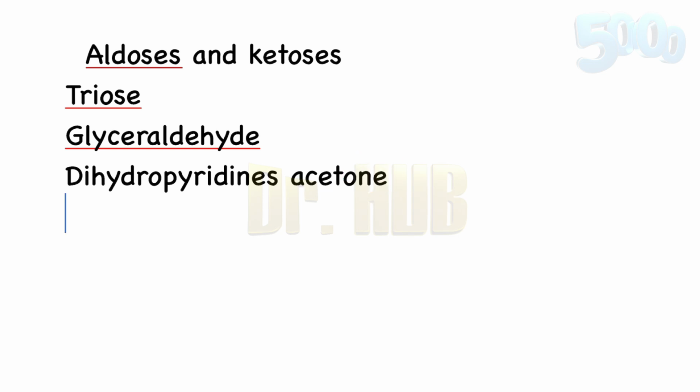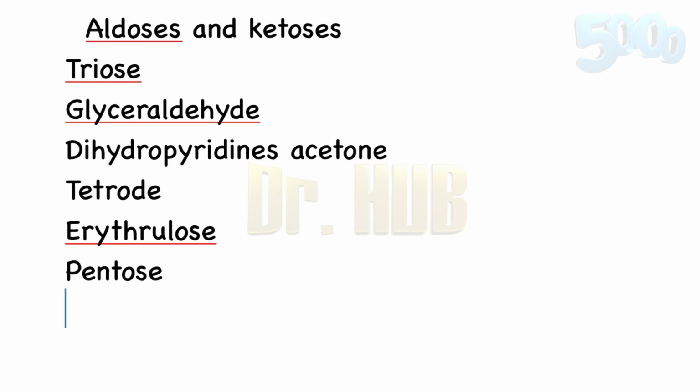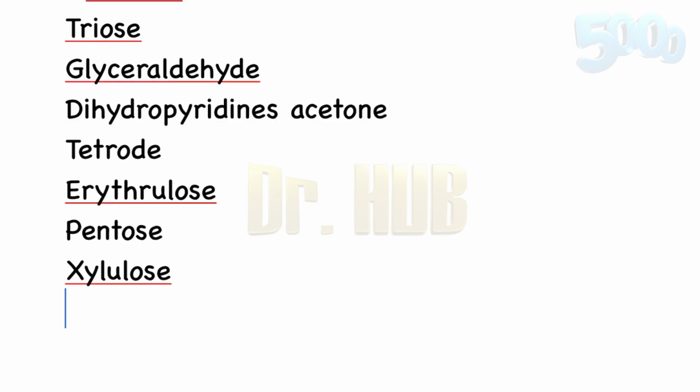Now looking at tetroses, the aldose includes erythrose and the ketose includes the erythrulose. So E is for the tetrose. Then the pentose. Pentose aldoses include the ribose, xylose, then comes arabinose. Now ketoses include the ribulose as well as the xylulose.